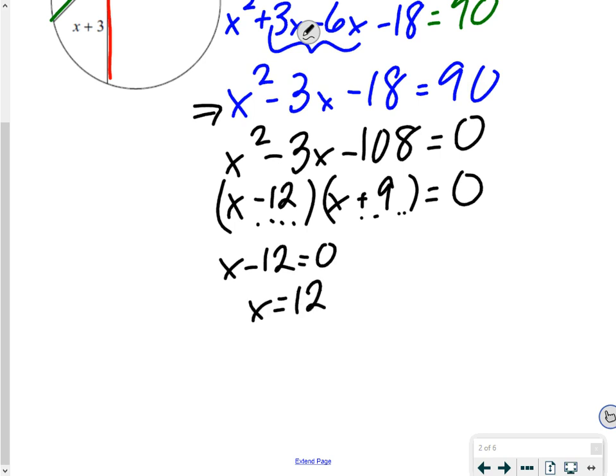In the first case, we get x equals 12. Oops, almost skipped a step there. In the second case, we get negative 9.